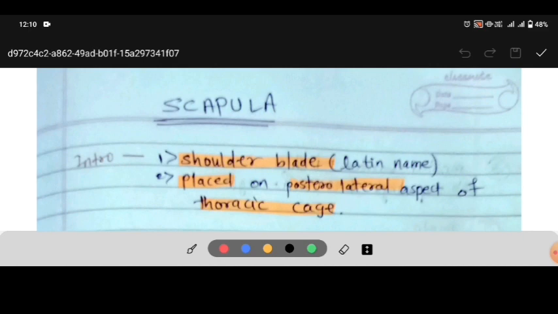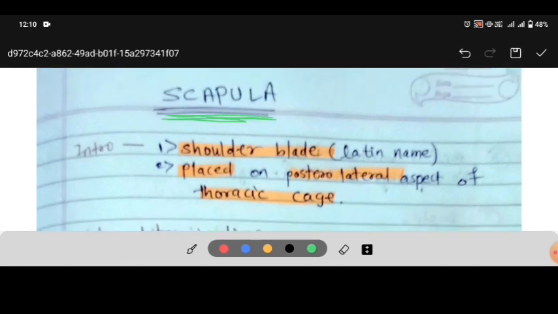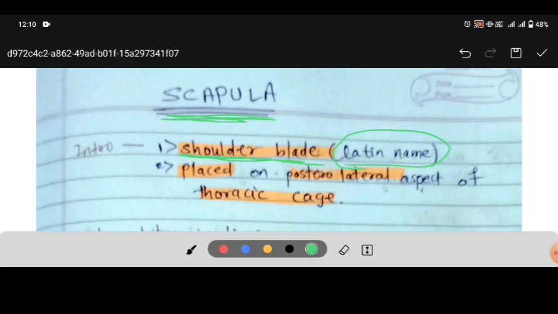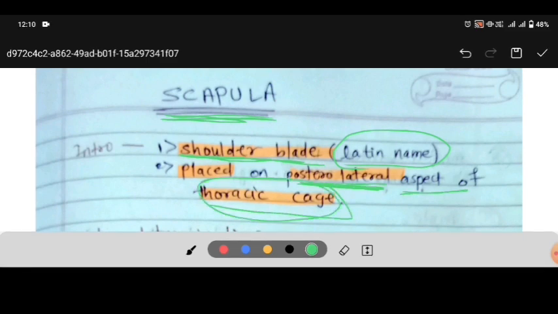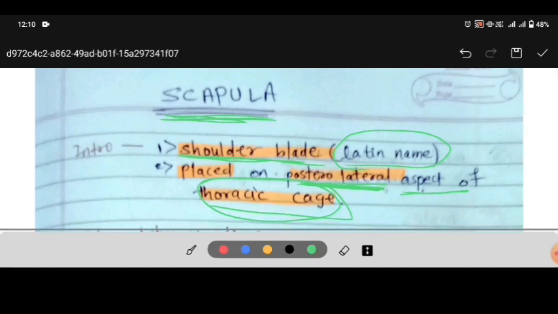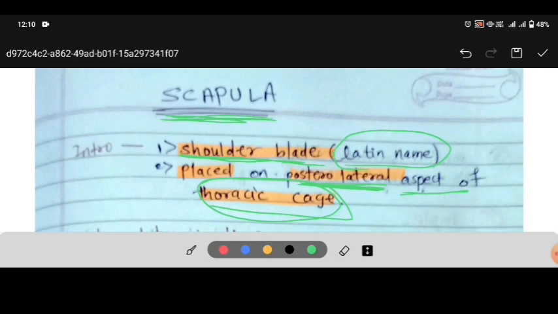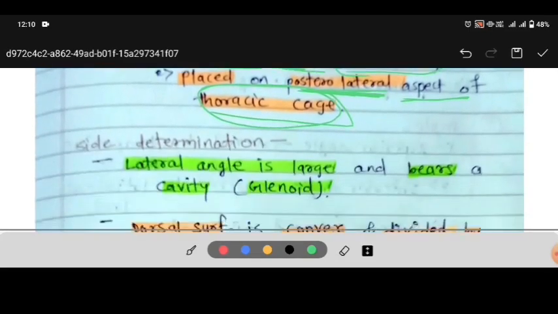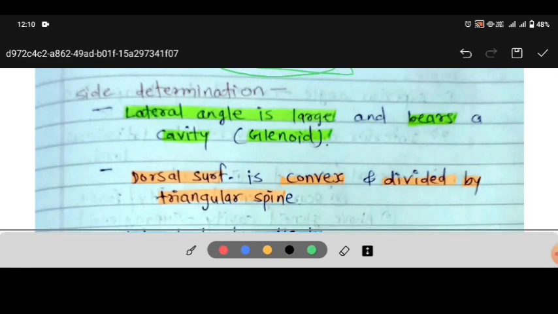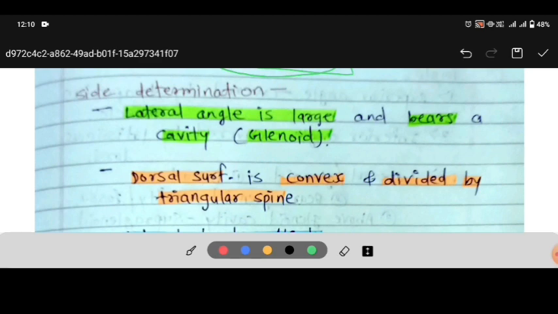We are learning about scapula, and as I told you, its Latin name is shoulder blade. It is placed posteriorly, laterally, on the aspect of the thoracic cage. The posterior part and lateral part of the thoracic cage, there our scapula is present. And how to identify the scapula is either right side or left side?